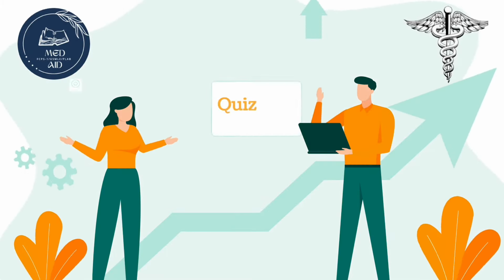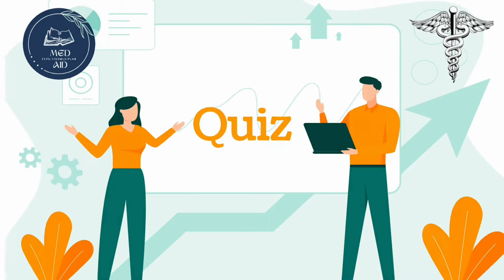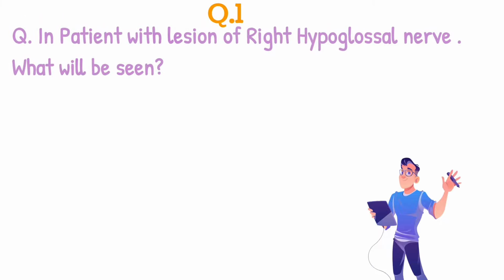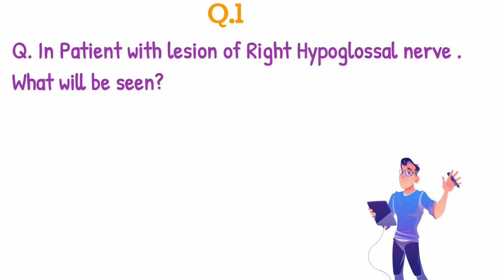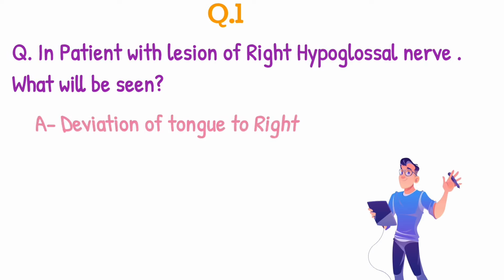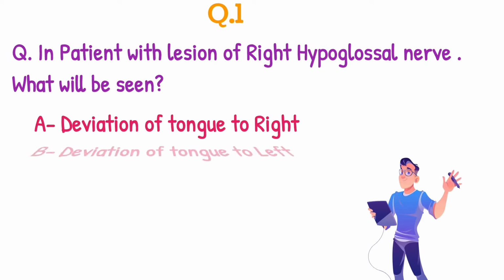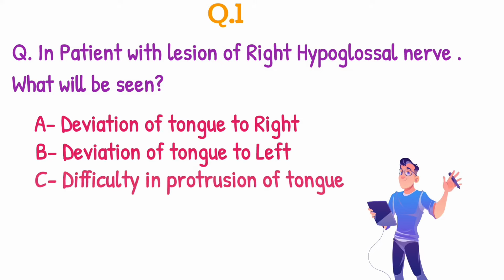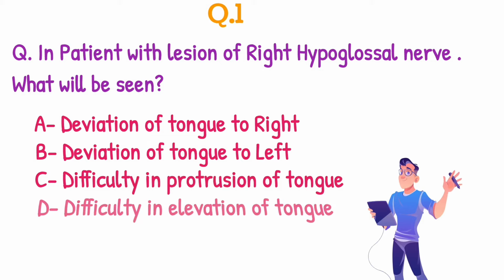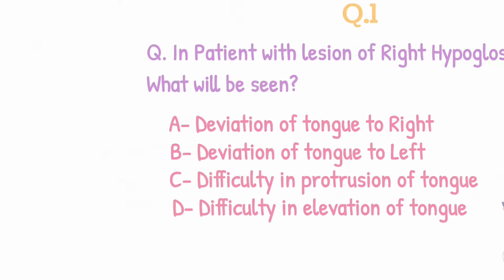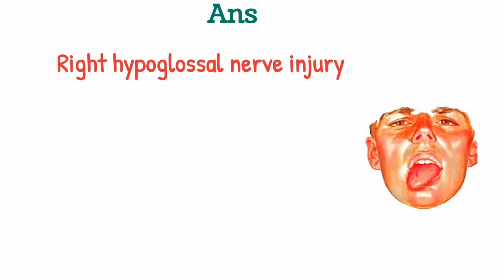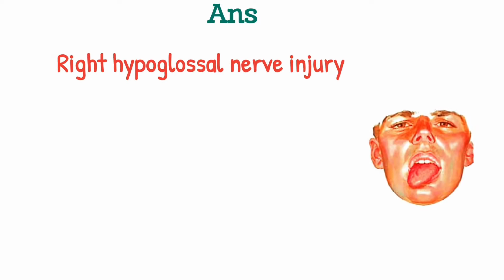Prepare yourselves for brainstorming. Let's have a rapid quiz. Question 1. Please read the question and the options carefully. Please see that there is a right hypoglossal nerve injury. Tongue deviates towards the side of nerve lesion, so option A is correct.